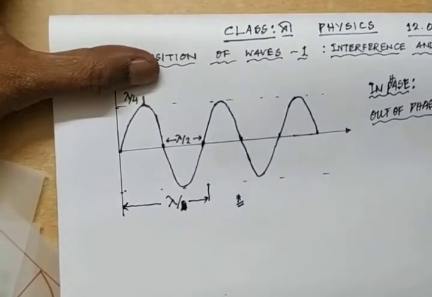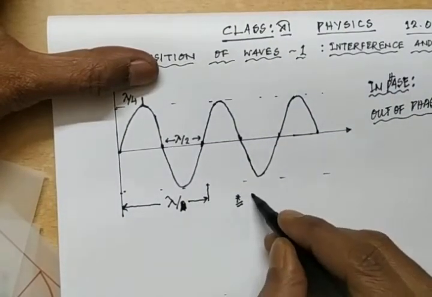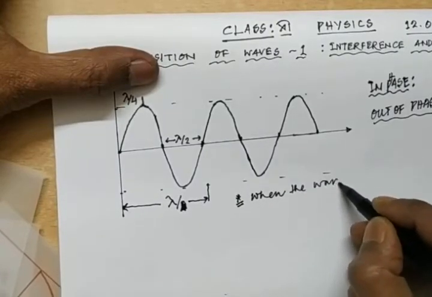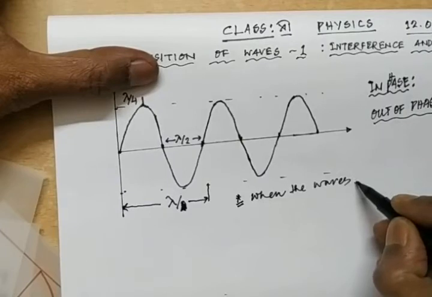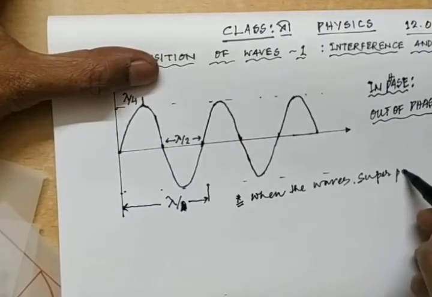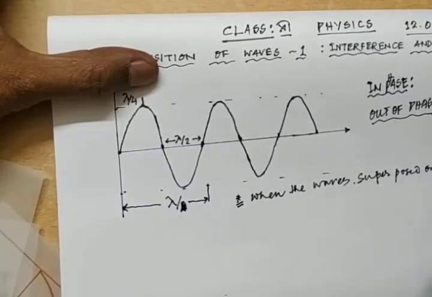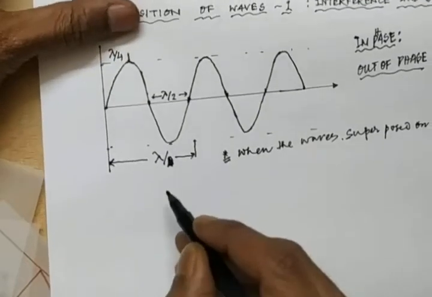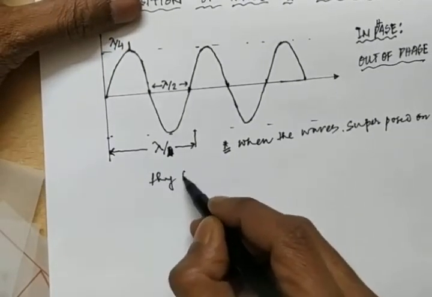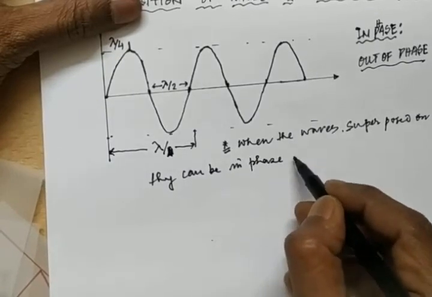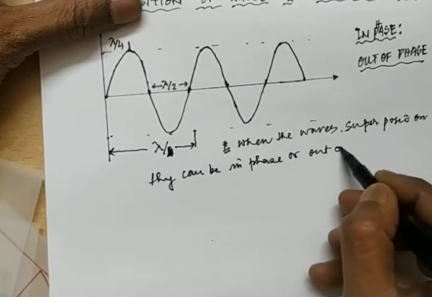This is what students do not understand. See, so when the waves propagate, waves superposed on each other, they can be in phase or out of phase.